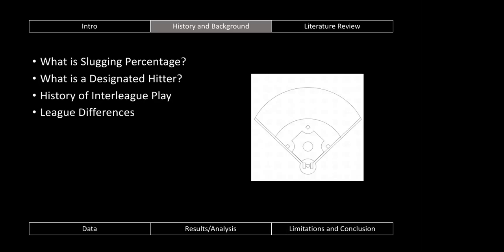A little bit of history into what interleague play is and when it started. Interleague play is when a team from the National League plays a team from the American League. This is usually done in the form of a series. Usually it's 3 games as of now. And those series are played throughout the year.